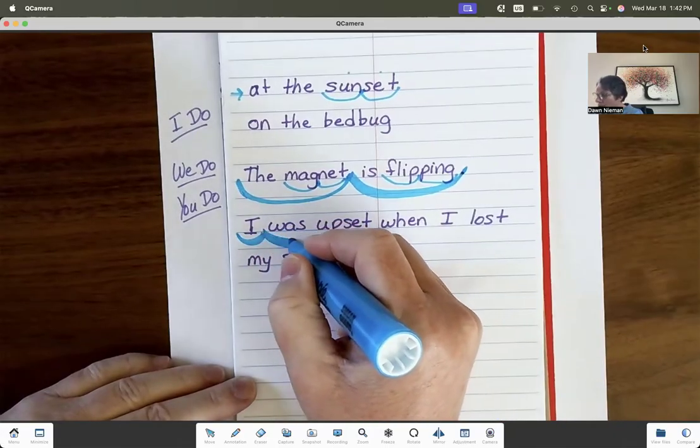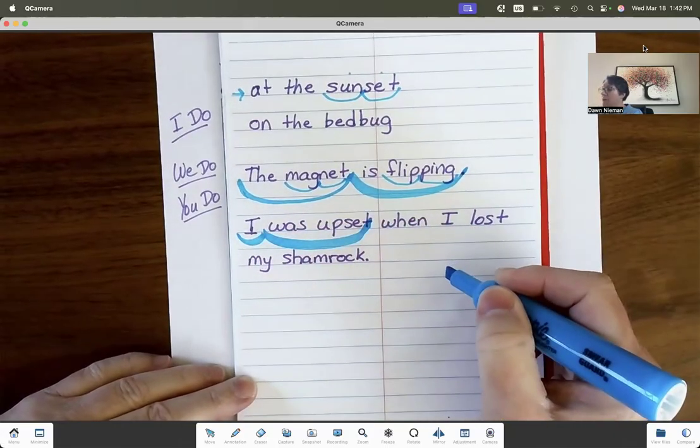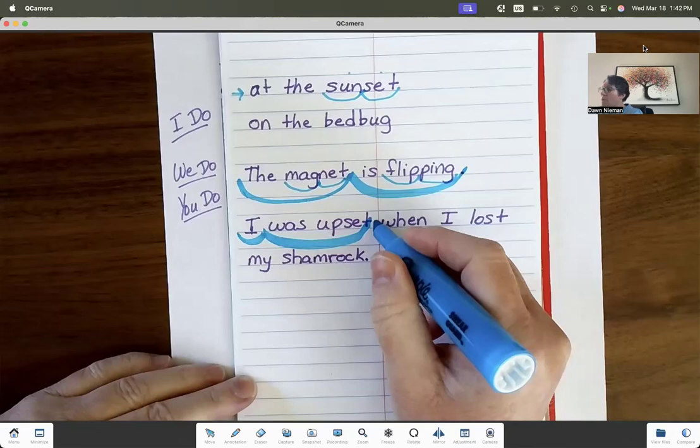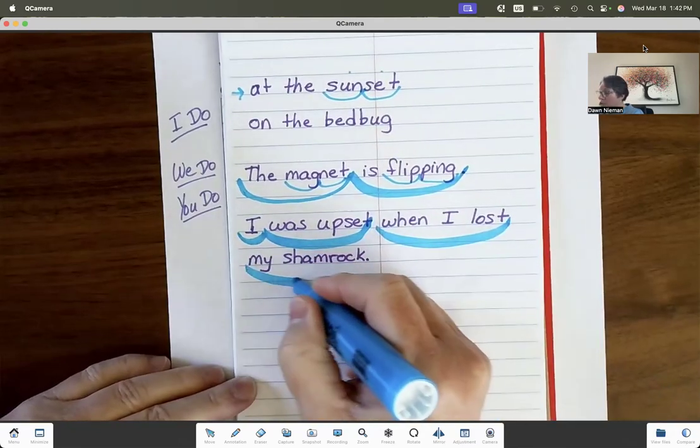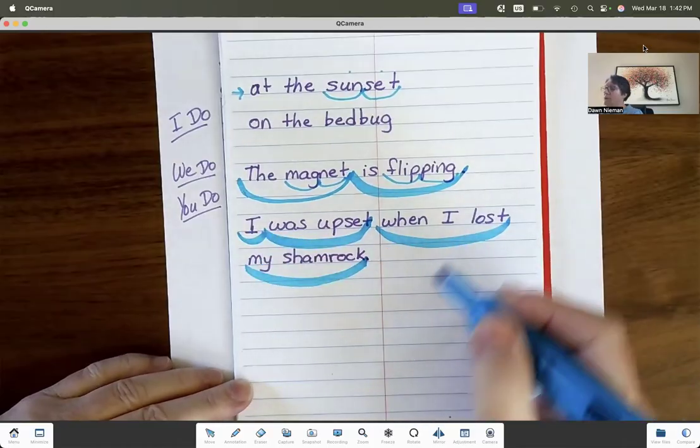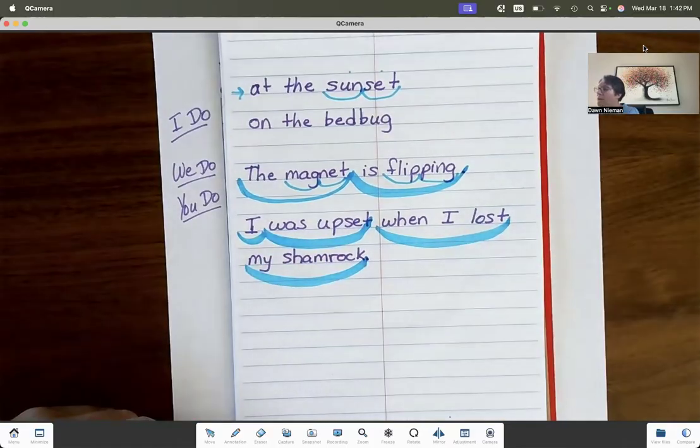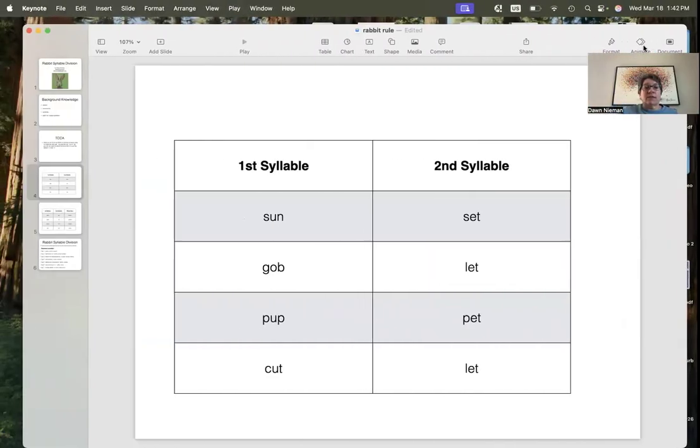I was upset, okay, when I lost, and what did you lose? My shamrock. Okay, now read the whole thing. I was upset when I lost my shamrock. So words, phrases, and sentences.